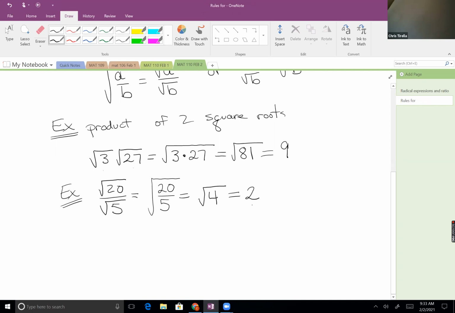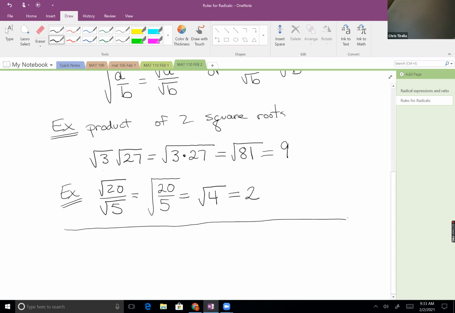And so do you see how those rules, saying that if I'm multiplying two radicals, I can take the root of the product of their radicands, or if I'm dividing two radicals, I can take the root of the quotient of their radicands, allow us to evaluate expressions that might otherwise look irrational.